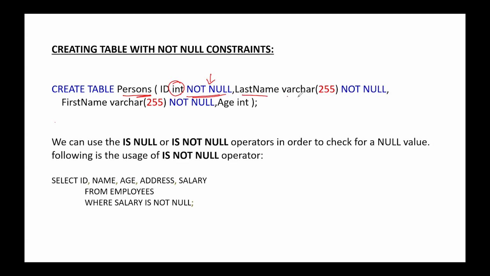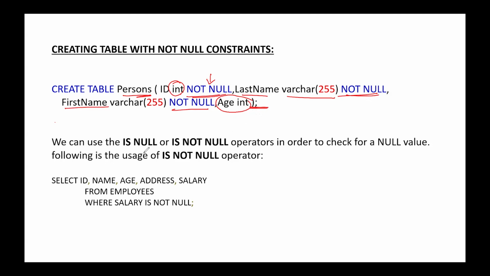Similarly, last name, varchar 255. This is also not null. Here also you cannot leave the space blank. First name is also not null, but here, as you can see, age is int, which means there is no not null constraint here, so you can leave the space for age blank. So this is how it works.